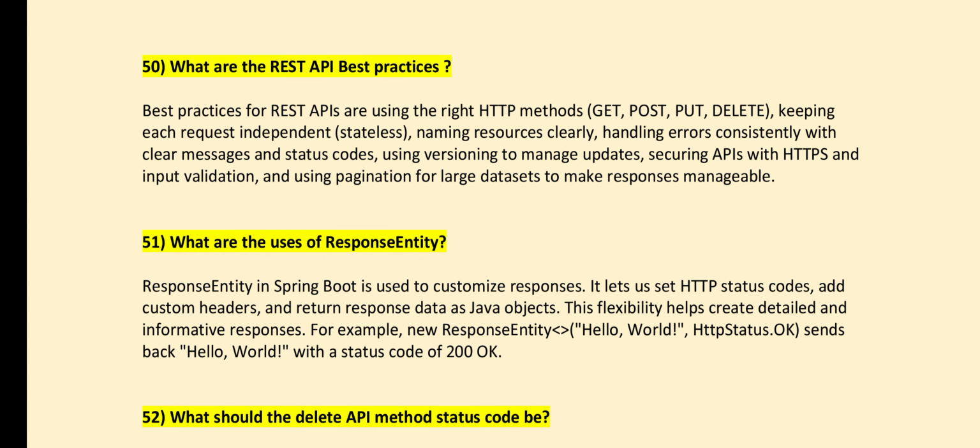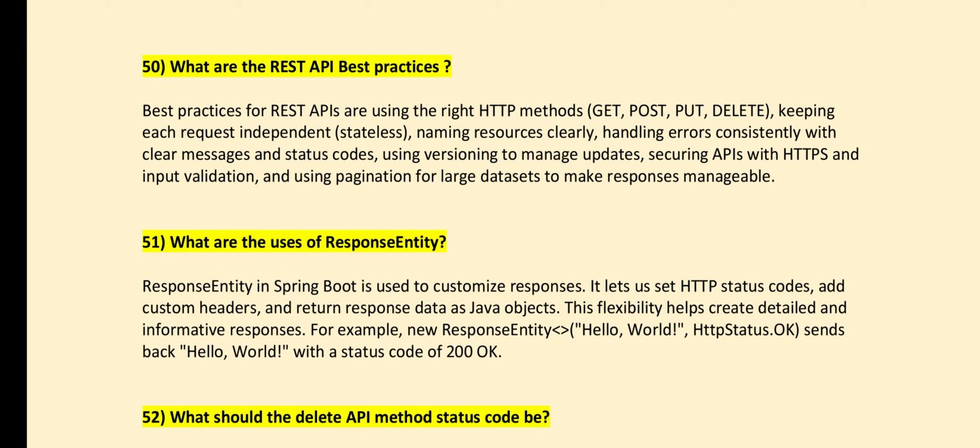What are the REST API best practices? Best practices for REST APIs are using the right HTTP methods, that is GET, POST, PUT, DELETE, keeping each request independent, that is stateless, naming resources clearly and handling errors consistently with clear messages and status codes, using versioning to manage updates, securing APIs with HTTPS and input validation, and using pagination for large datasets to make responses manageable.